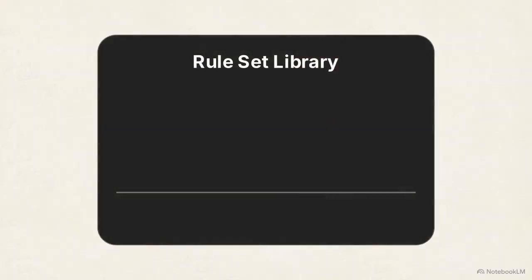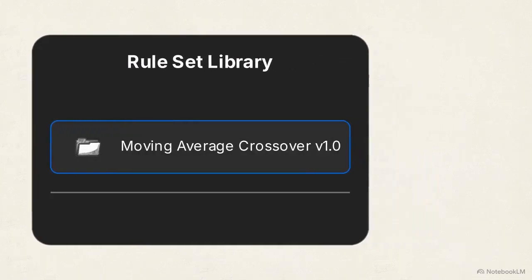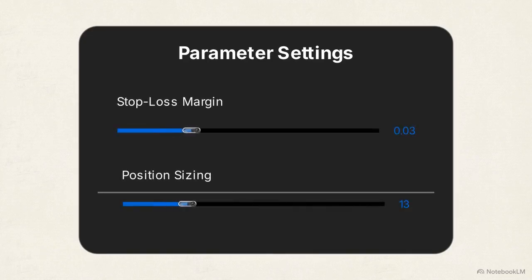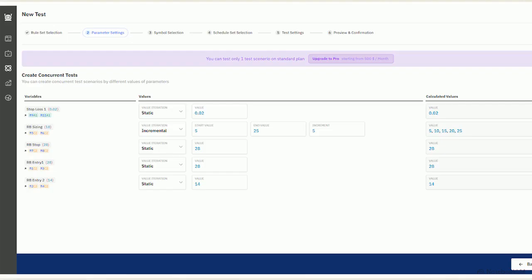Step 1 is initiating the test sequence. You start by selecting the rule set you want to evaluate directly from your library. Next, you move into the parameter settings stage. If your rule set contains variables like stop-loss margins or position sizing, they will appear here, ready to be manipulated. By changing the value iteration dropdown from static to incremental, you unlock the start, end, and increment fields.